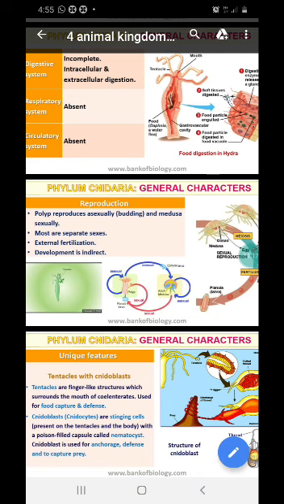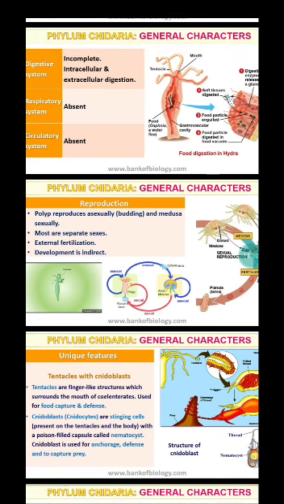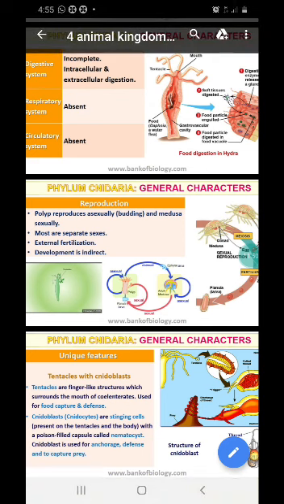Now in this phylum they show alternation of generation. What do you mean by alternation of generation? That is, they have two modes of reproduction, sexual and asexual. The sexual will give rise to the asexual forms, and asexual forms will give rise to the sexual forms. Clear? And they show two forms actually.